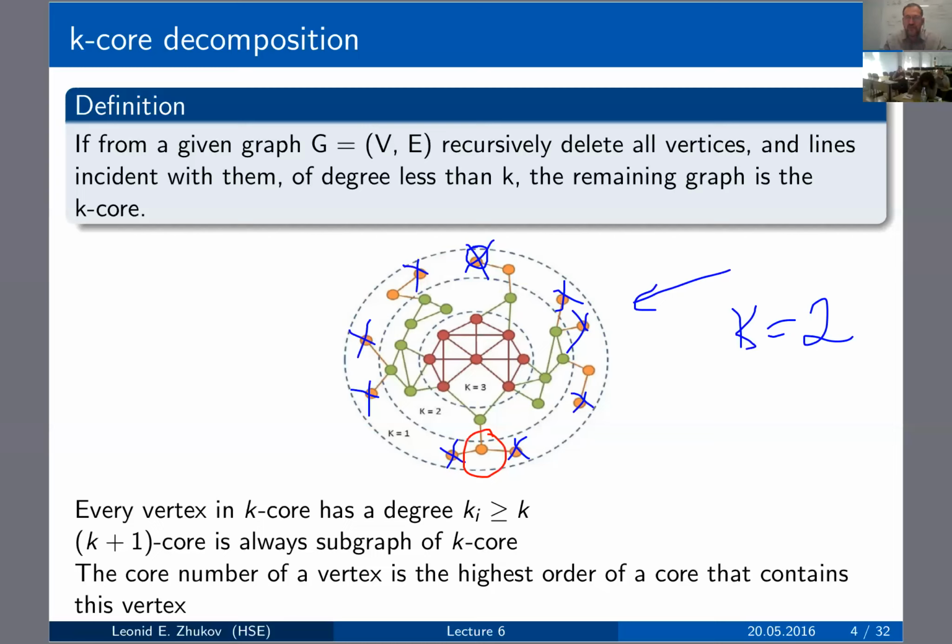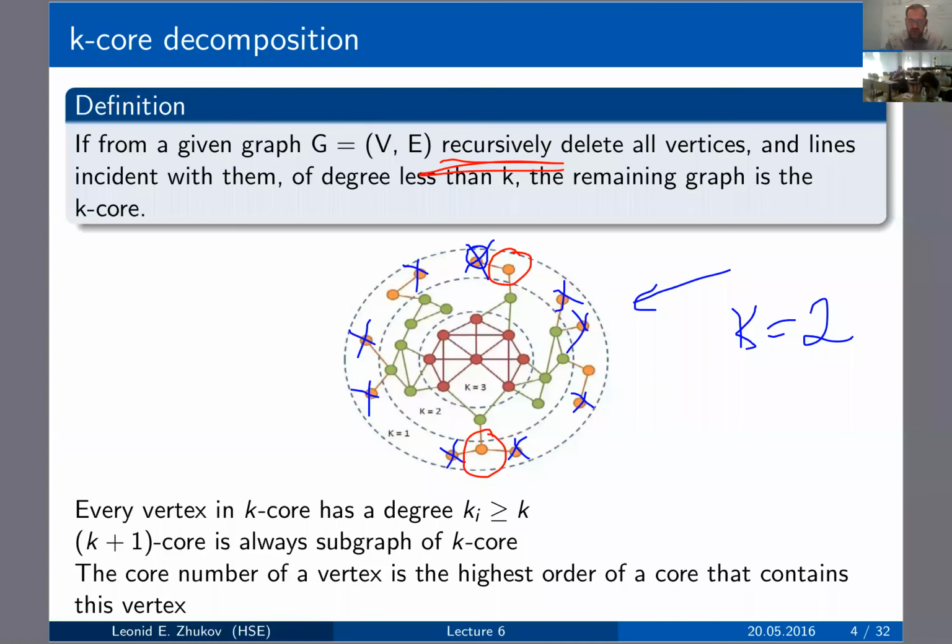So the original degree of this vertex was 3, but now after we removed 2 of its neighbors, it became 1. Or if you look at this guy, the original degree was 2, but when we removed one of its neighbors, since its neighbor has a degree 1, the degree of this vertex dropped to 1. So again, the key to finding this k-core is the word recursively.